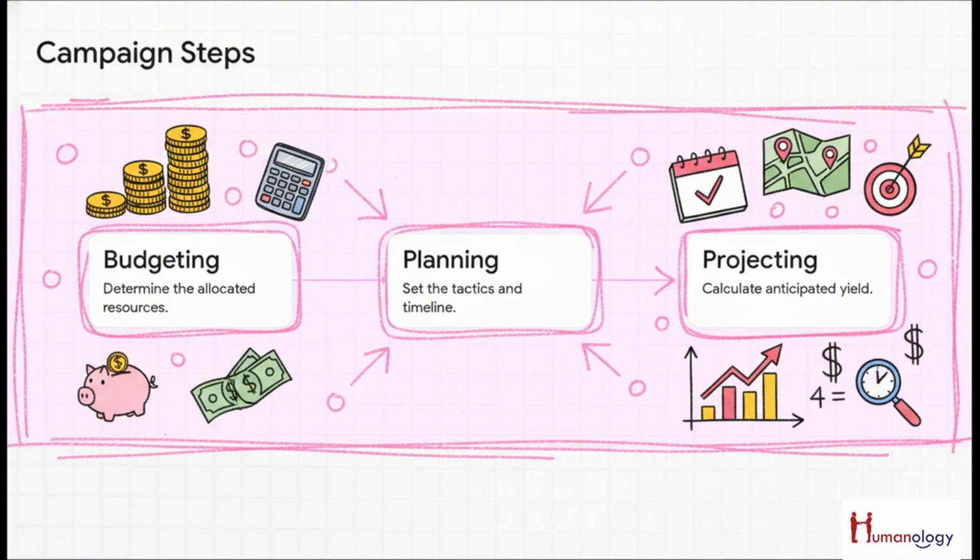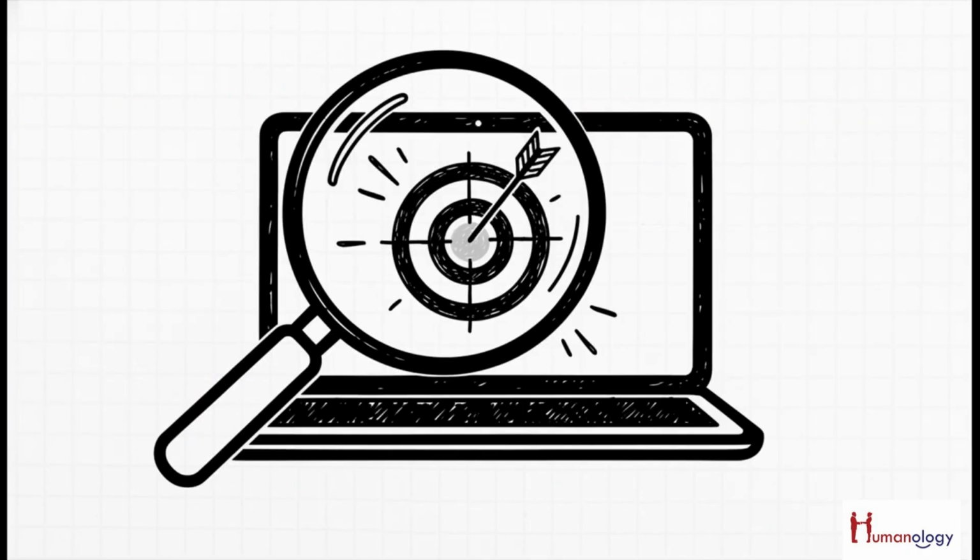You absolutely cannot project an accurate return without first setting that hard ceiling on your spend and defining the exact tactical parameters of the plan. If you try to calculate your anticipated yield before locking in those constraints, well, your ROI projection is just going to be a volatile, moving target. Not helpful, right? Now, at this initial stage, you need serious precision and a laser-focused digital mindset.